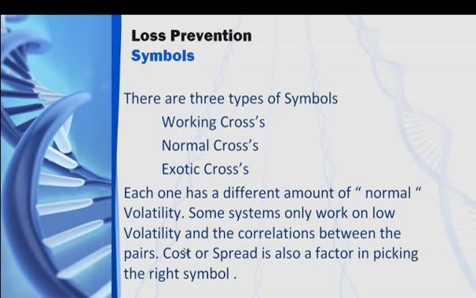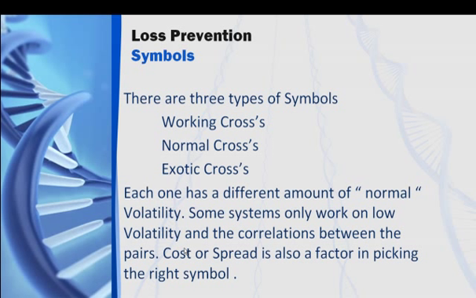What we have right here is a second way we can prevent failure. Symbols. There are 3 types of symbols. They're called working crosses. This is in your vocabulary. So that's things that share a common border like the United States and Canada. They don't move very much. Normal crosses, they just move normal. They're just like the 3 little bears. This moves a little bit. This moves medium. And exotic crosses, they share an ocean like the British pound, New Zealand.